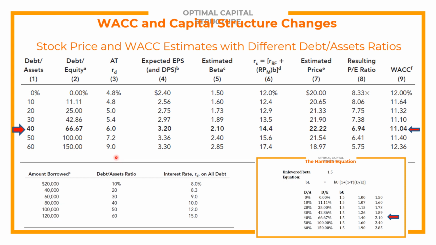The benefit of having a cheap source of capital from debt was offset by the risk borne by the stockholders. That's why our optimal capital structure here hit the maximum at the 40% level and also hit the minimum WACC at 11.04%. So therefore, our optimal capital structure is 40% debt, 60% equity.